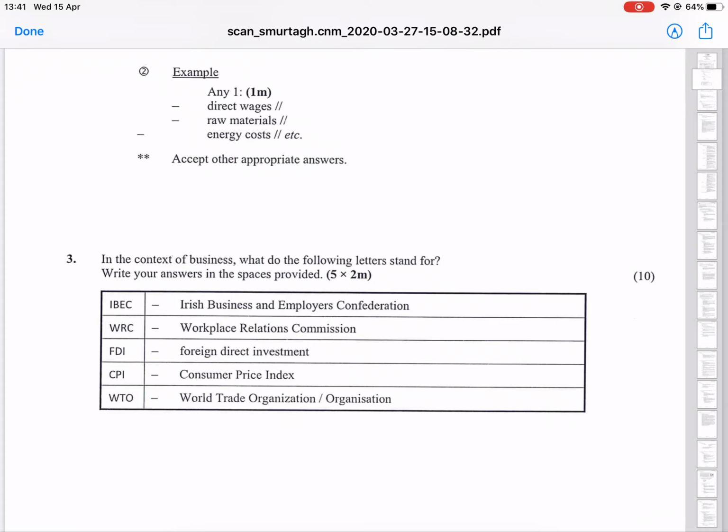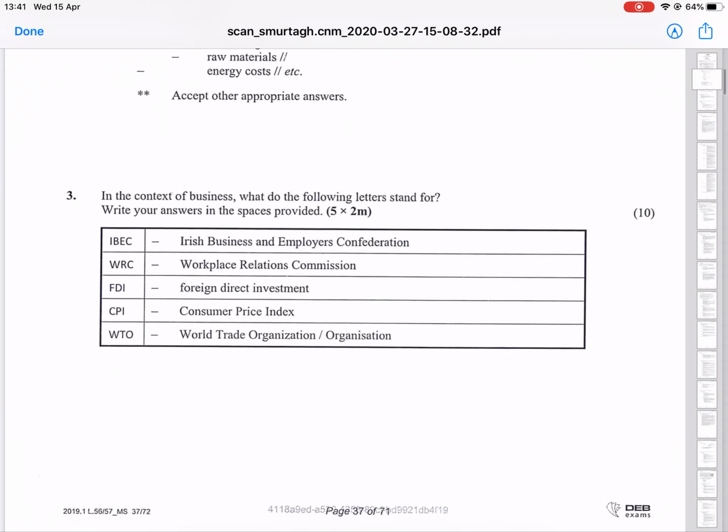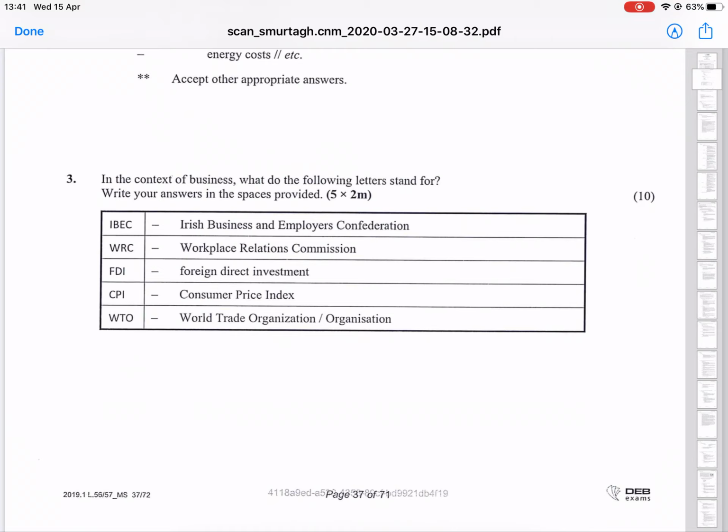FDI, Foreign Direct Investment, they're foreign companies coming into countries like Ireland, setting up here. What attracts them to Ireland is our low corporation tax of 12.5%. CPI is Consumer Price Index. It's the measurement of inflation, which we would have just recently looked at in Unit 6. And World Trade Organization, and that's actually something from Unit 7. They regulate international trade between nations. So that's what the World Trade Organization does. It kind of regulates trade. That's a Unit 7 topic we haven't looked at just yet.